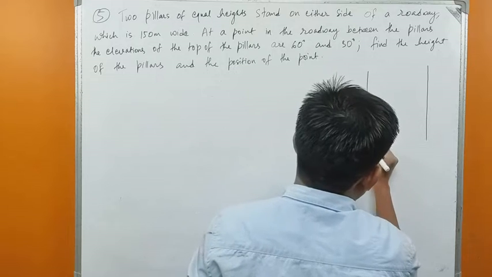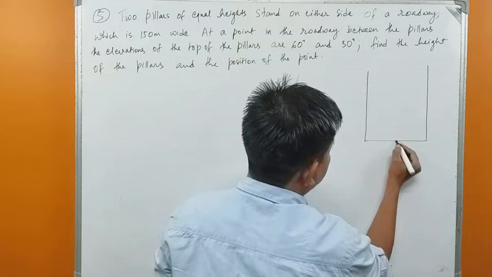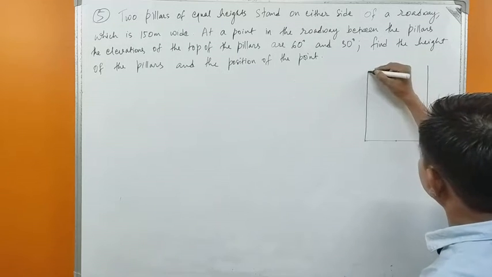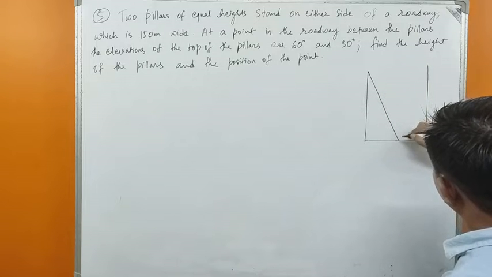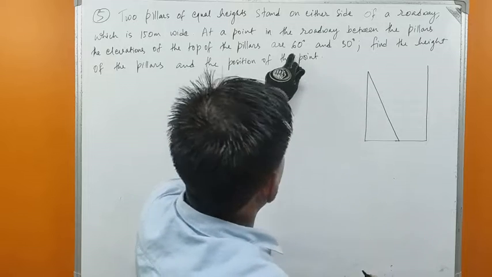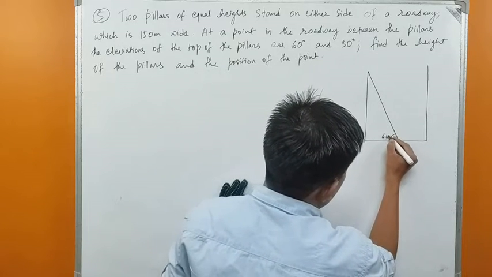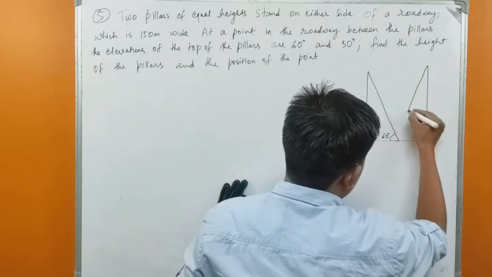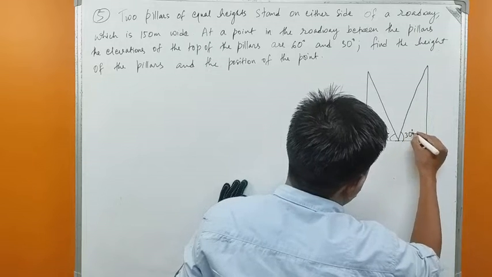That means the width of the road is this. Suppose somewhere here is a point, and the angle of elevation of the top of the pillars from this point is, number 1, 60 degrees and number 2, 30 degrees. Suppose this is 60 degrees and this is 30 degrees. Just an assumption.